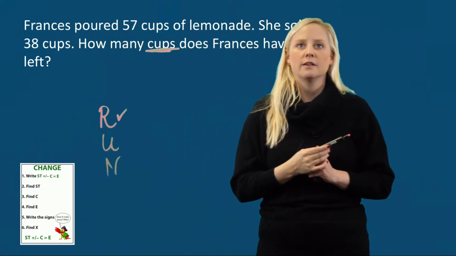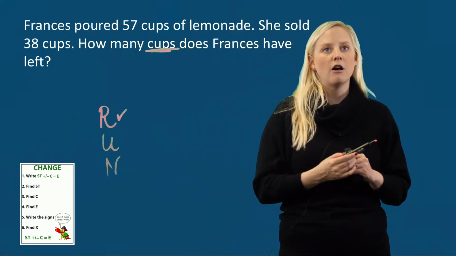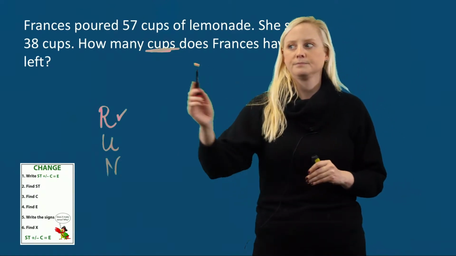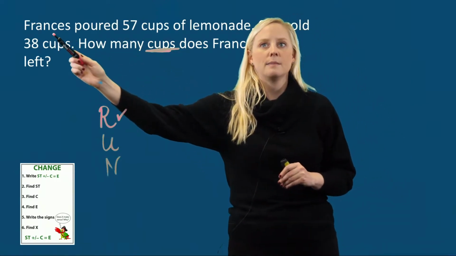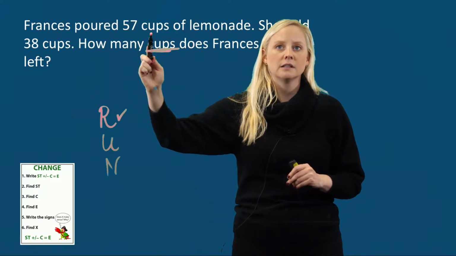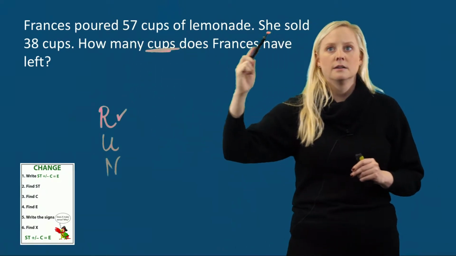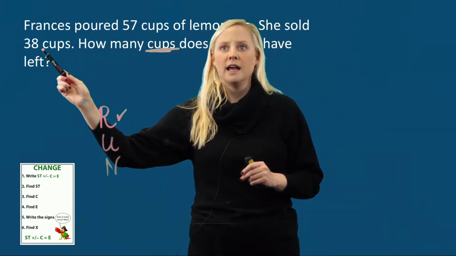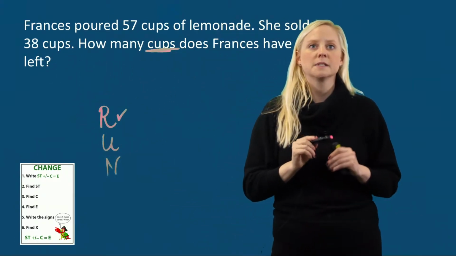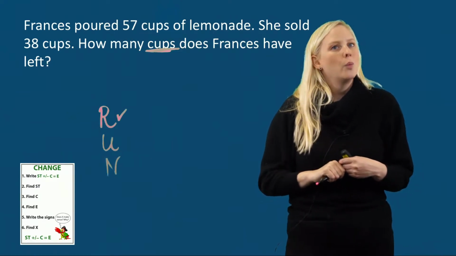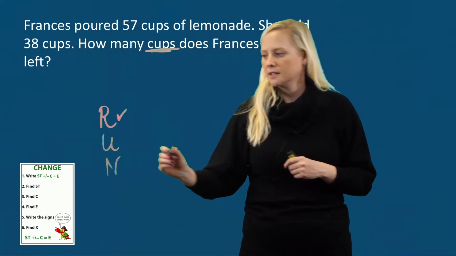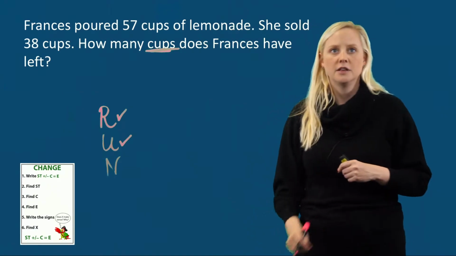Now I need to check for irrelevant information. I want to make sure that all of my numbers are talking about cups. So let's scan the problem. Our first number is 57. That's talking about cups, so we need that number. Our next number is 38. That's also talking about cups, so we need that number as well. We do not have any irrelevant information in this problem, so I'm going to check off the U.